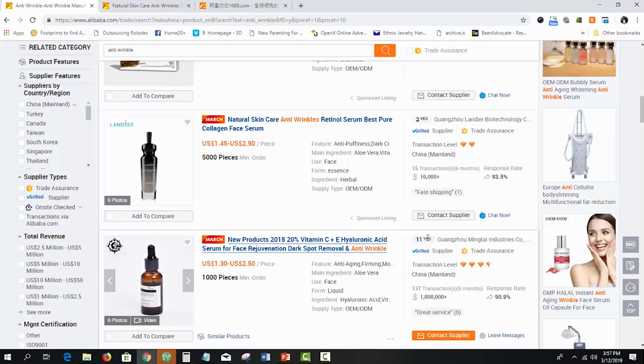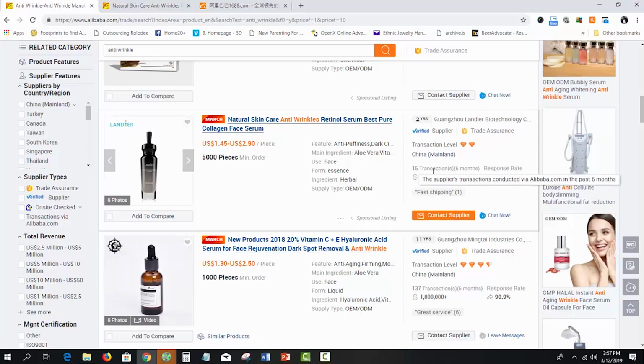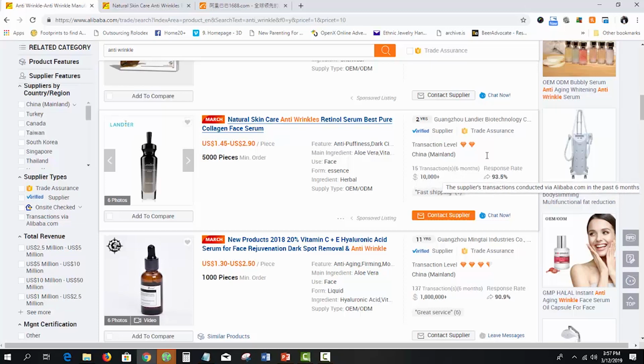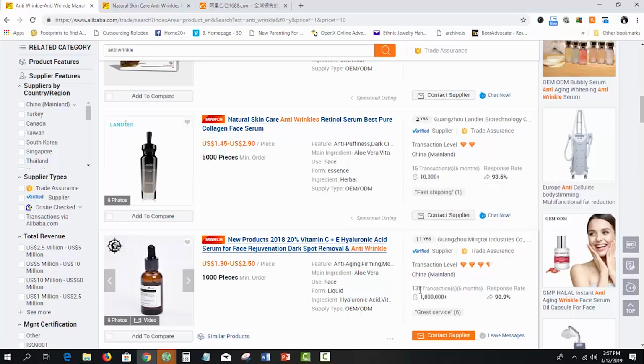11. Now, these guys have done 15 transactions of about $10,000 over the last 6 months. These guys have done over 137 transactions of over $1 million. Now, who do you think is more experienced between these two guys? Obviously, these guys, they've been around for 11 years on Alibaba, right? They have trade assurance, right?